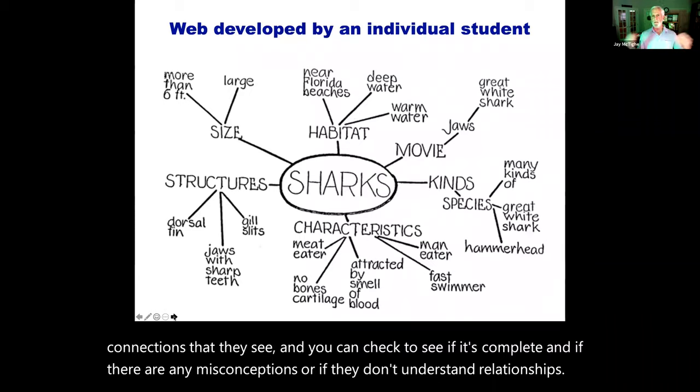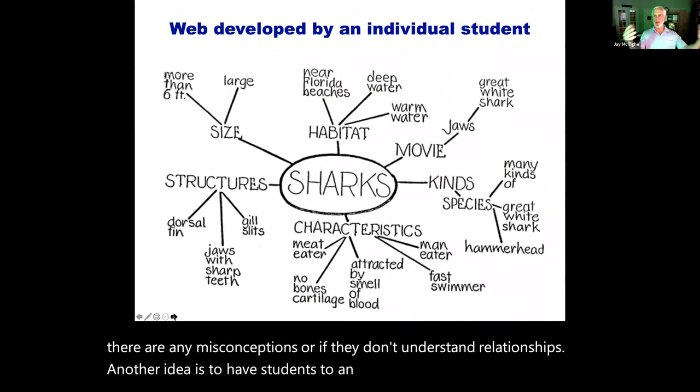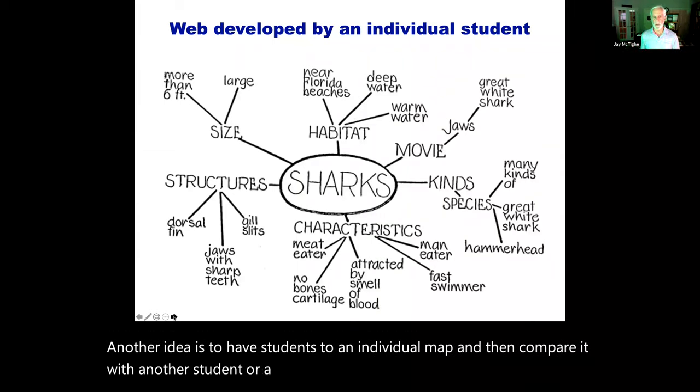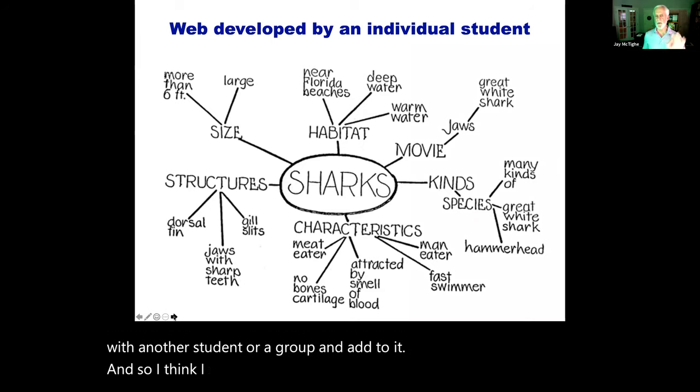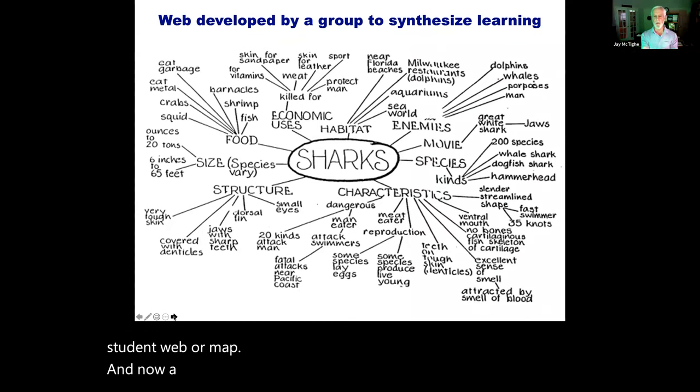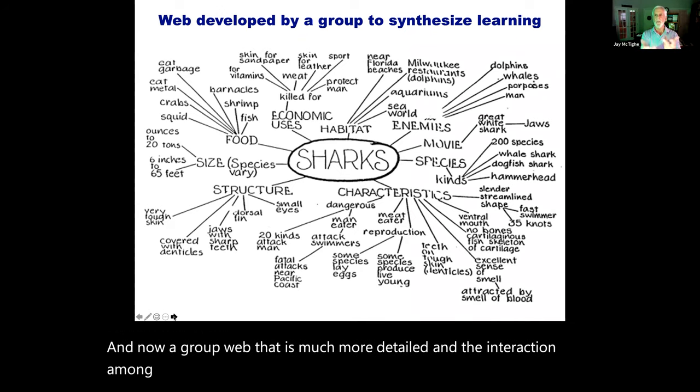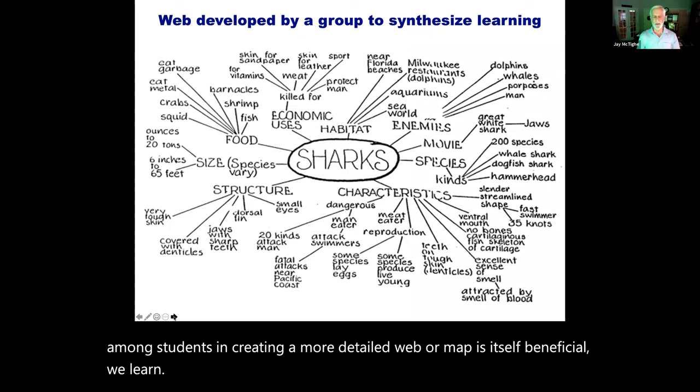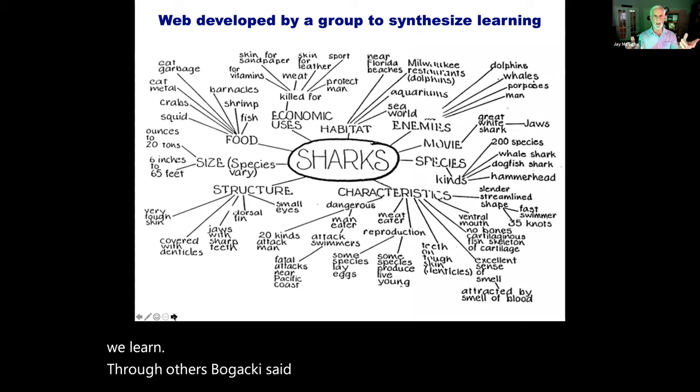Another idea is to have students do an individual map and then compare it with another student or a group and add to it. I think I may have shown you this earlier, but here's an individual student web or map, and now a group web that is much more detailed, and the interaction among students in creating a more detailed web or map is itself beneficial. We learn through others. Vygotsky said learning is socially mediated. So those are just some very practical tools.